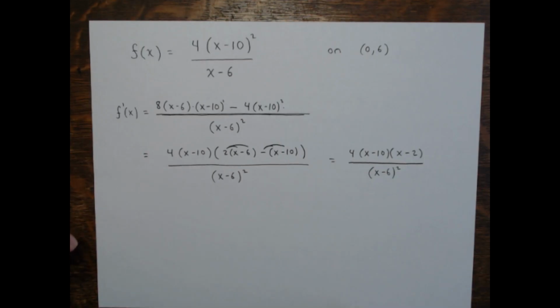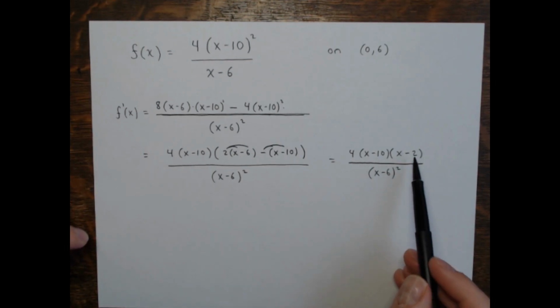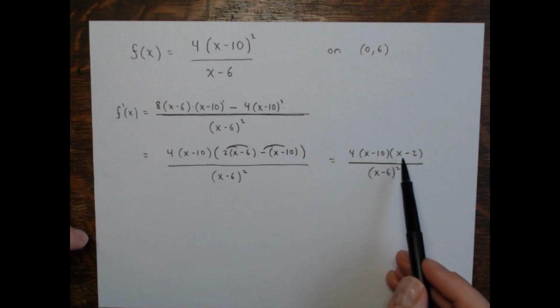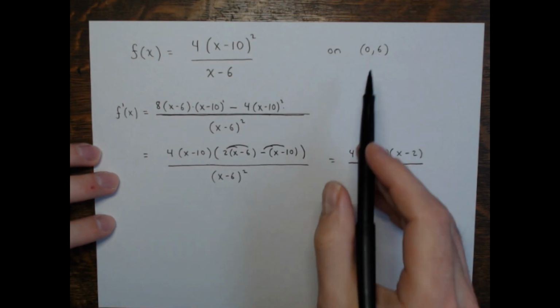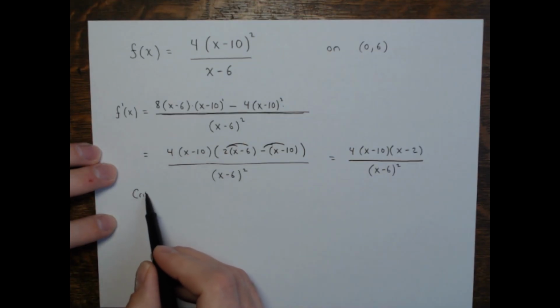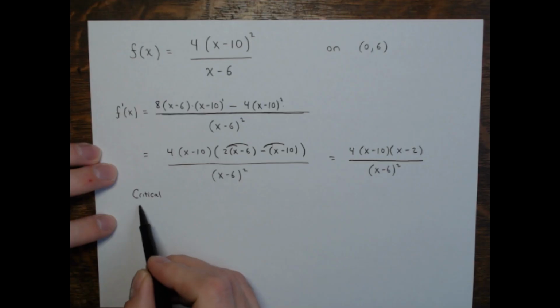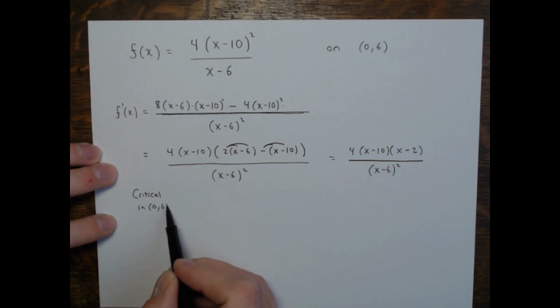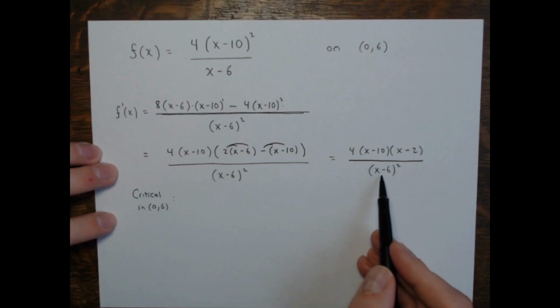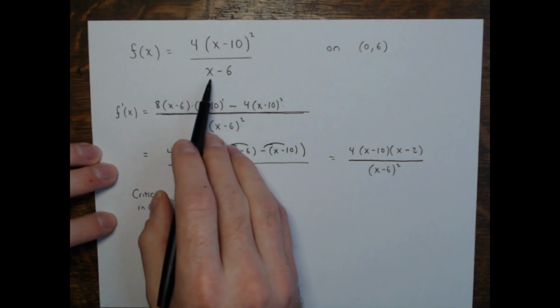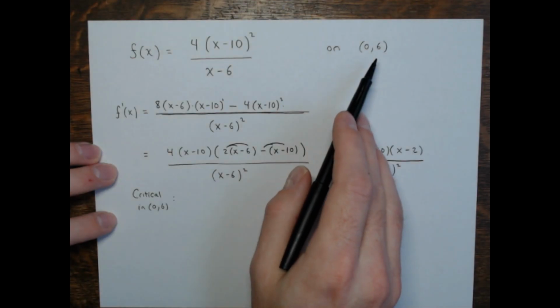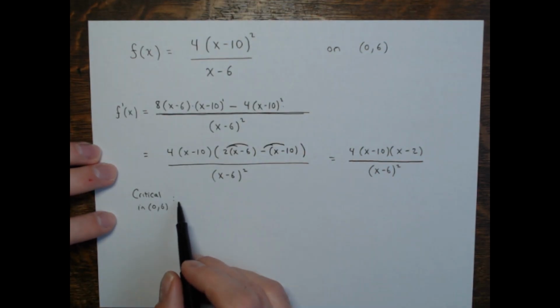Okay, this is going to be undefined at 6. So again, the critical values that are in the interval that they gave me. All right, so again, 6 makes this undefined, but that's not even part of the domain anyway. That's not even part of this interval anyway. So I'm not going to mark it down.